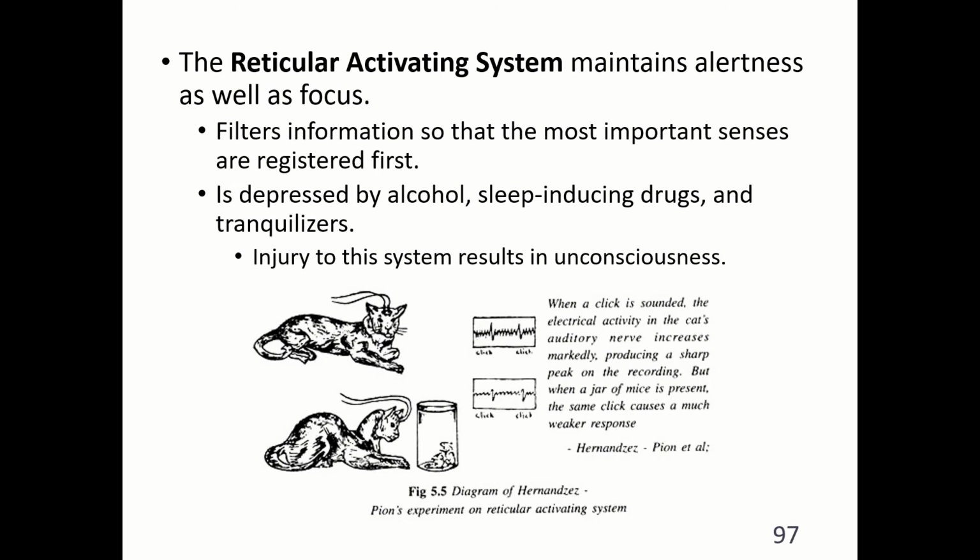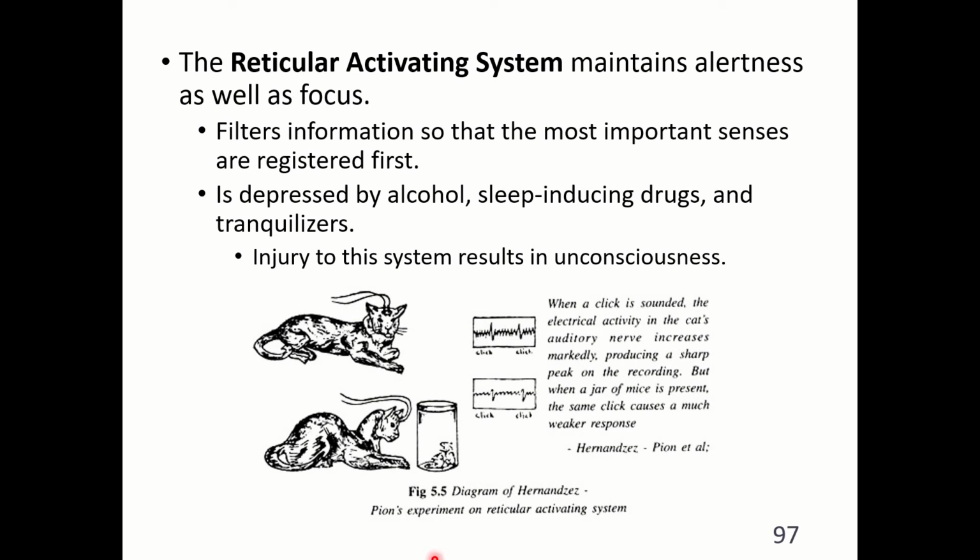The reticular activating system maintains alertness as well as focus. It filters information so that the most important senses are registered first. The reticular activating system is depressed by alcohol, sleep-inducing drugs, and tranquilizers. Injury to the system can result in unconsciousness.